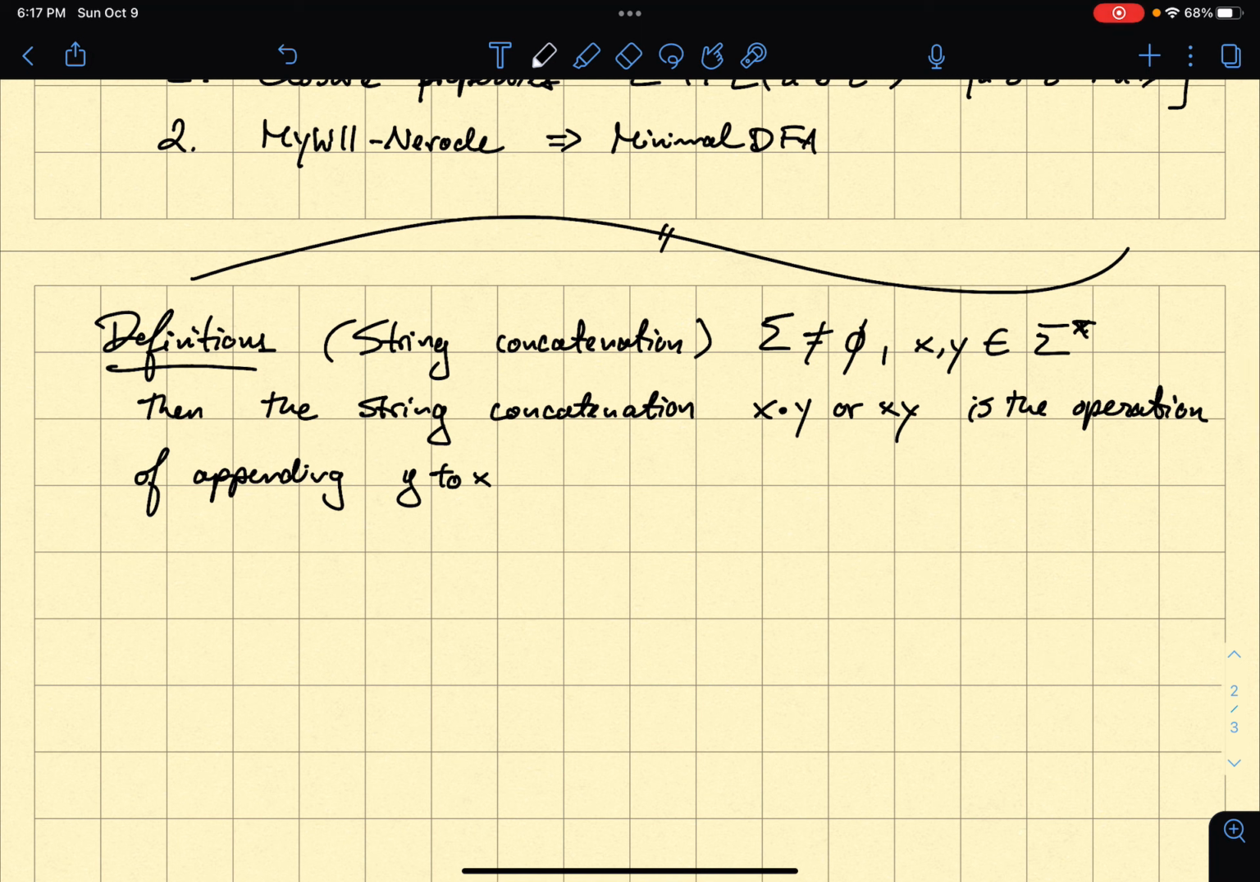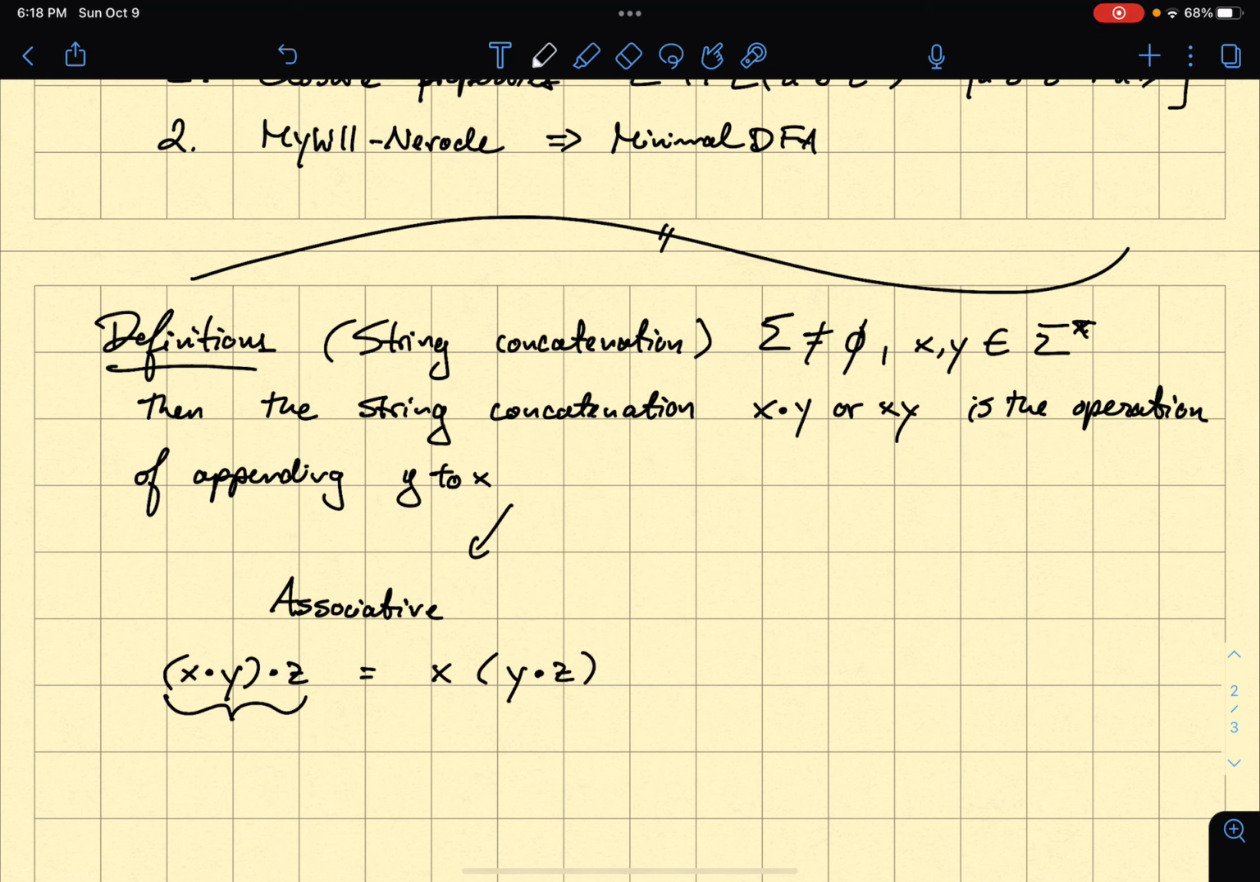The reason why we wanted to remind you about string concatenation is because it satisfies two very interesting properties. The first one is that string concatenation is associative, meaning that if I have a string x and a string y, and I concatenate these together, and then I take this string and append z to it, so I have three strings, then this result is a string, right? And actually this resulting string will be the same as if I had started with concatenating y and z and then appending that to x. That's what we mean by associative.